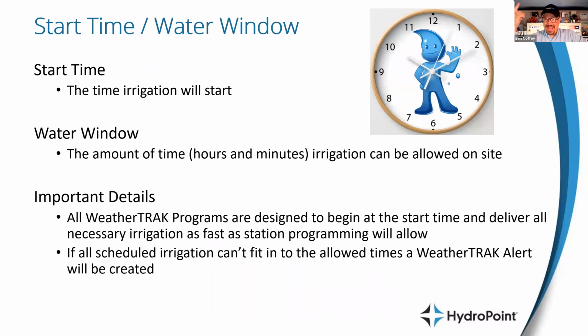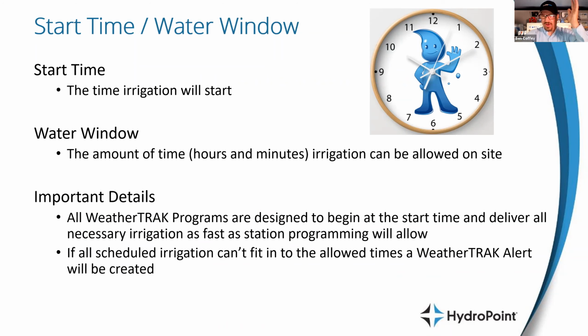So on to the next subject, right? We define the water days, or the days we're allowed to irrigate. And this is where it gets a little more tricky. The start times and water windows, right? This is defining when in the day irrigation is allowed.